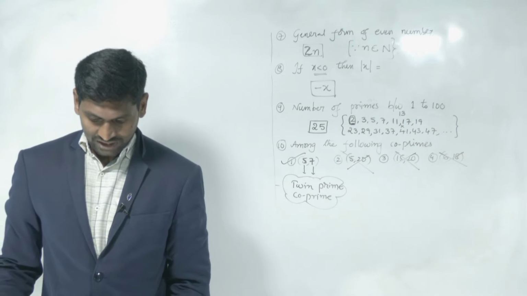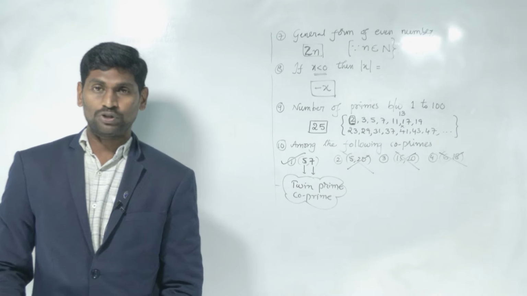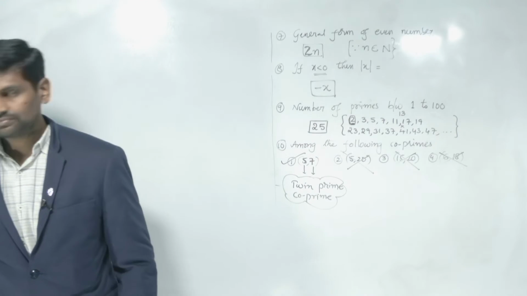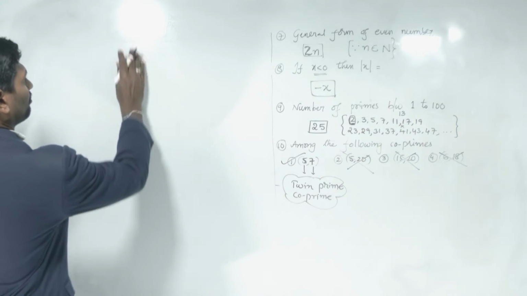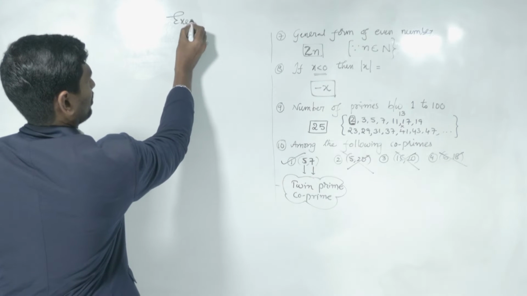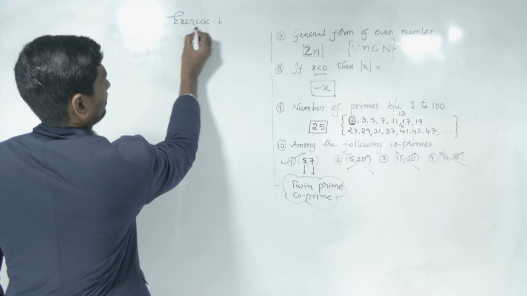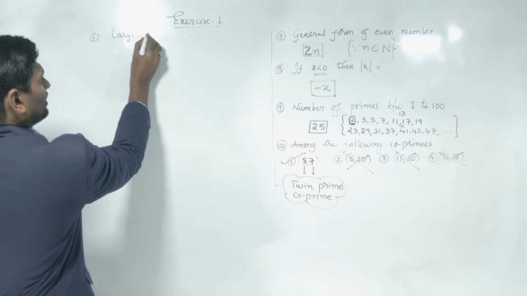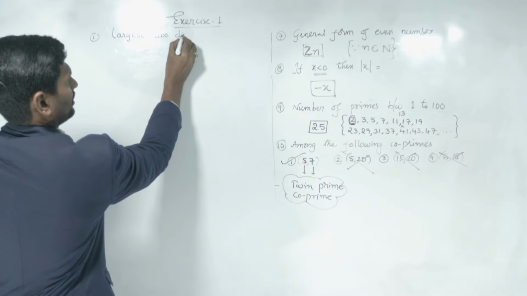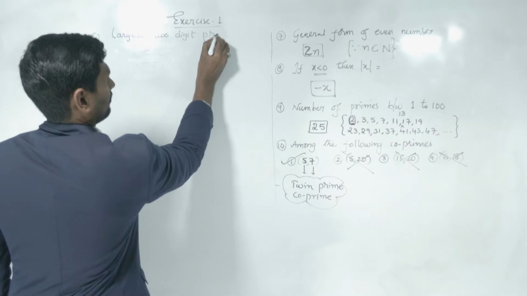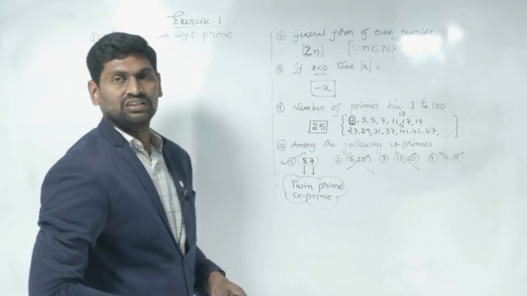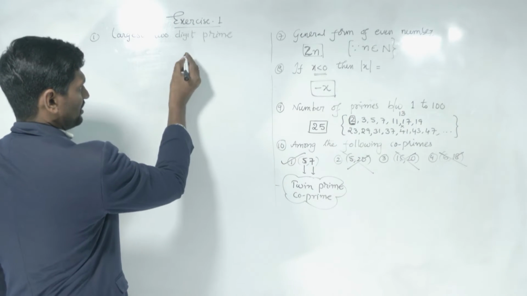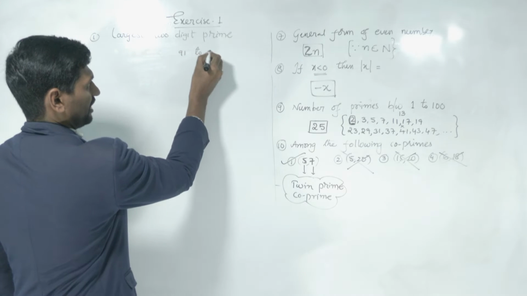Exercise 1, multiple choice questions. First question: largest 2-digit prime number. Okay, now let us check what the prime numbers are. Largest 2-digit numbers means here the 90s. 91 to 99 we'll check.